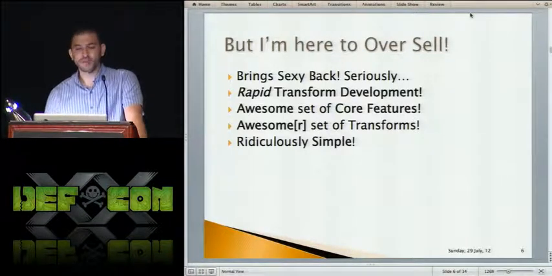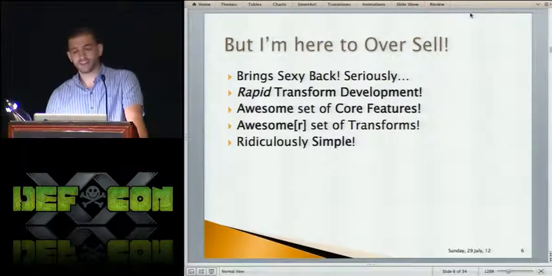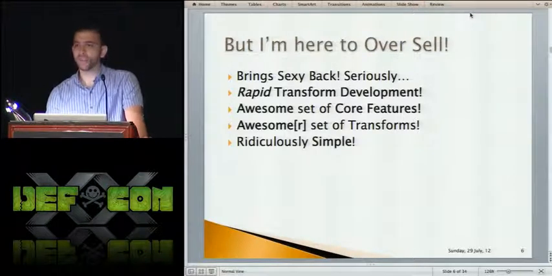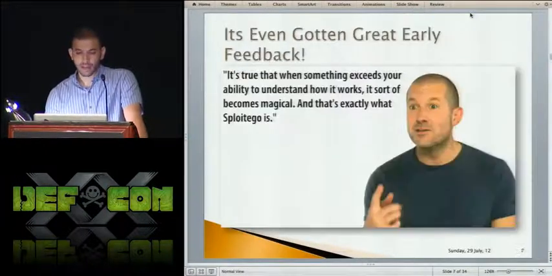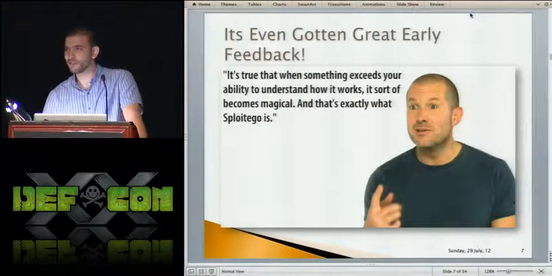It's a rapid transform development framework. It's got some awesome set of core features. I was so addicted to developing this thing, I stayed up every night during our busy season until 4 a.m. And you know, it's got an awesomer set of transforms. I really enjoyed learning the tech. You're going to see some of it today, hopefully. And it's ridiculously simple. So any of you can really pick up, if you know a little bit of Python, and make some really incredible transforms to create some really cool data visualization of your data. And we even got great early feedback from the designers at Apple. It's true that when something exceeds your ability to understand how it works, it sort of becomes magical. And that's exactly what Sploitego is. I hope I'm overselling.